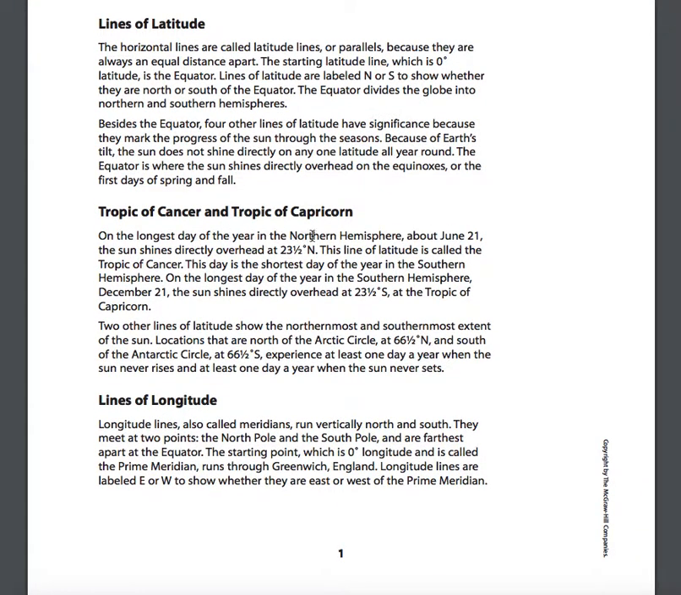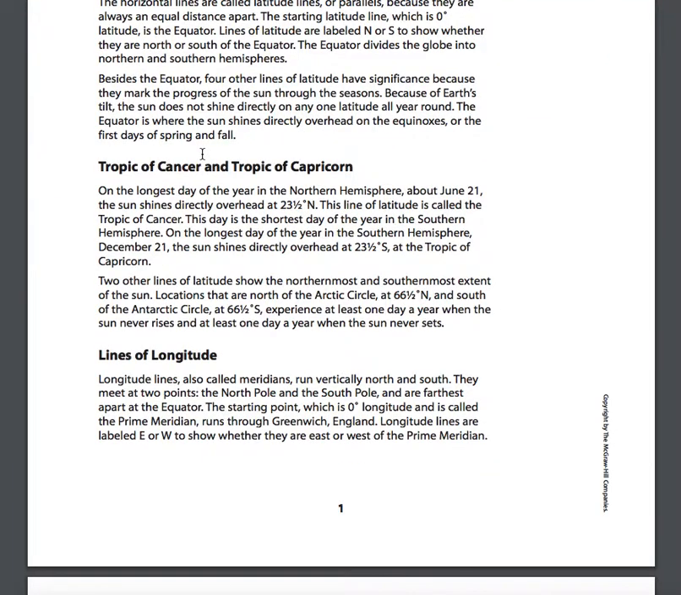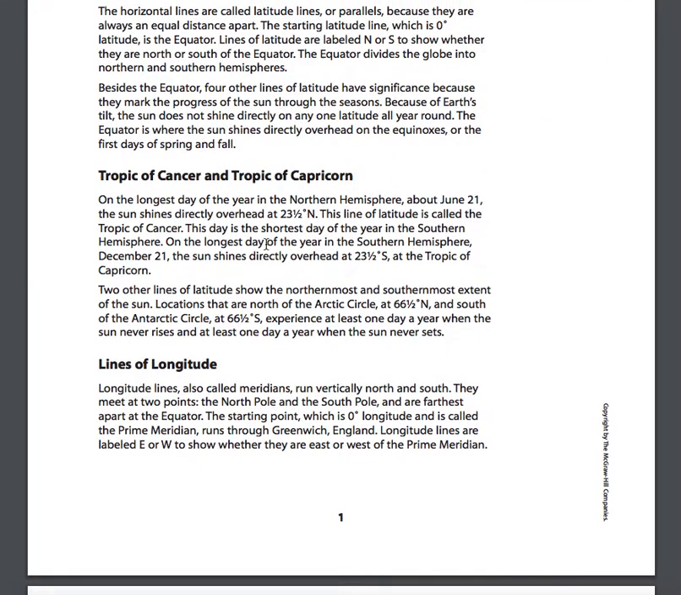Longest day of the year in the northern hemisphere, about June 21st, the sun shines directly overhead, 23.5 degrees north. This line of latitude is called the Tropic of Cancer. So in the northern hemisphere, we have the Tropic of Cancer. Northern hemisphere, again, is north of the equator. So up here is the northern hemisphere. B would be the Tropic of Cancer. Therefore, letter D is going to be the Tropic of Capricorn by elimination. Or if we look at it, it's in the southern hemisphere.